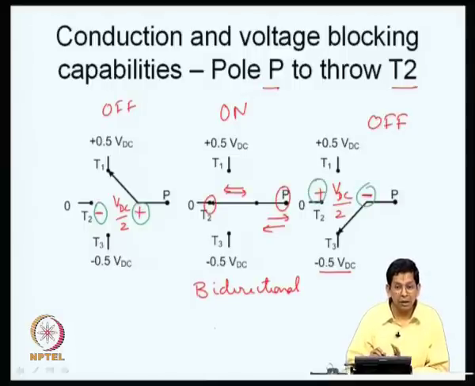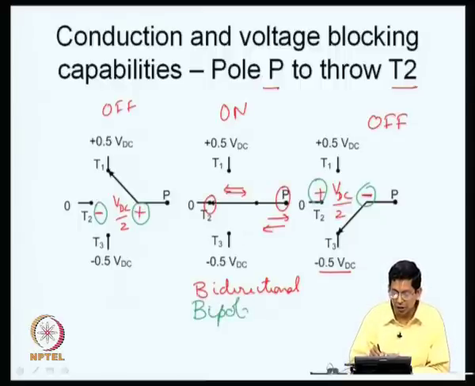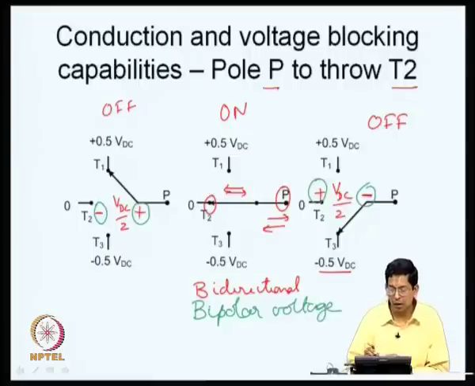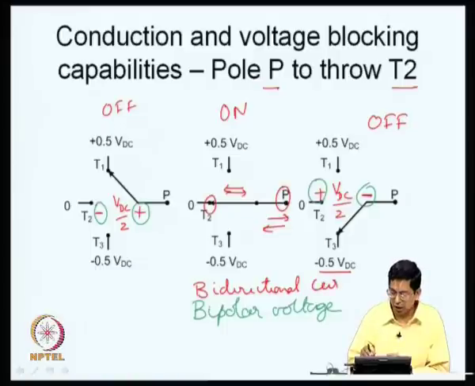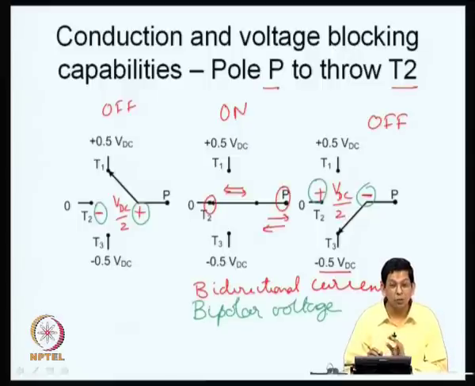So, P and T1 was similar to what we had in a 2-level voltage source inverter. P and T3 was also similar to what we had in a voltage source inverter, but P and T2 is a little different. How? It requires a bidirectional or a bipolar voltage blocking capability. It is bidirectional current when it is on, and it is a bipolar voltage blocking when it is off. So, you need this P to T2 to be a 4-quadrant switch.